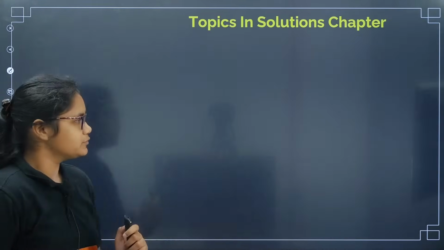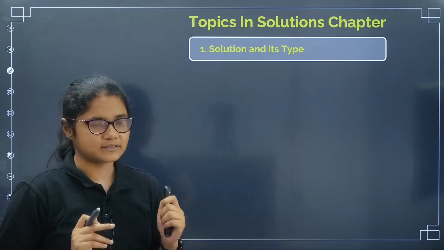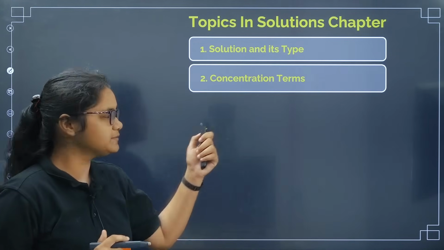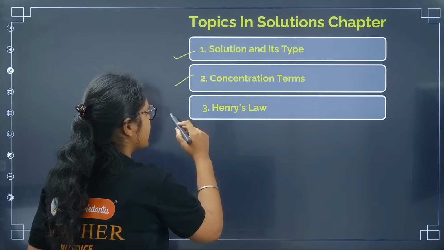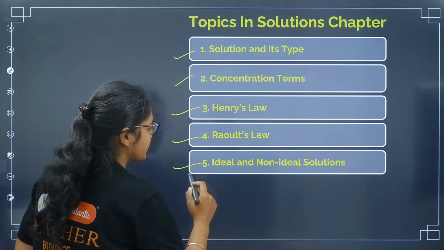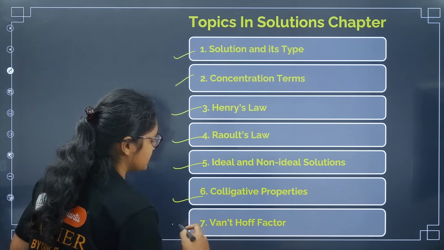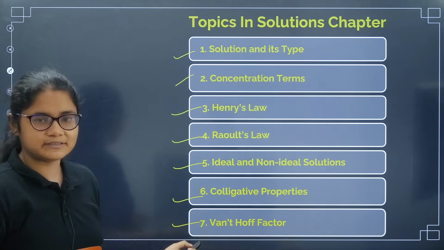First is chapter 1, solutions. What are the topics in the solutions chapter? Solutions and its types, concentration terms, Henry's law, Raoult's law, ideal and non-ideal solutions, colligative properties and Van 't Hoff factors. Okay, quickly we will see them.